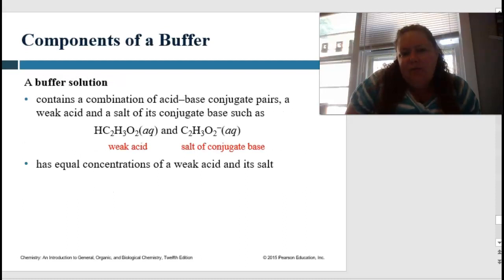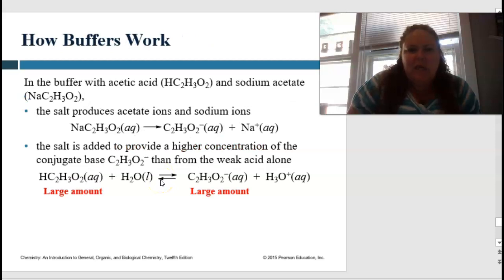So, components of a buffer. A buffer solution contains a combined acid-base conjugate pair, a weak acid and a salt of its conjugate base. And it has equal concentrations of the weak acid and its salt.